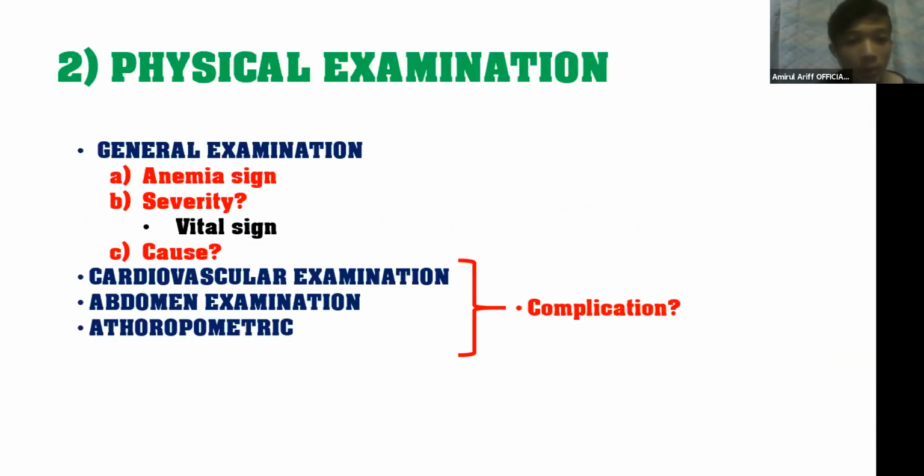In physical examination, the thing that you need to do in the general examination is to look for anemia signs. We want to know the severity of anemia, and we want to look for the clinical signs that might suggest to us the underlying causes of anemia in children, and also we want to know the complications of anemia. So let's talk about that.